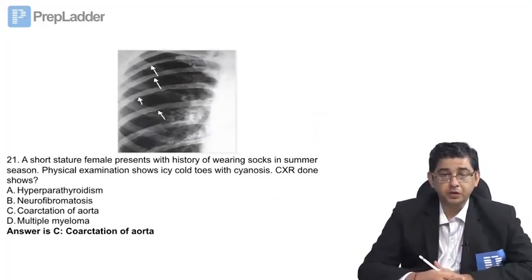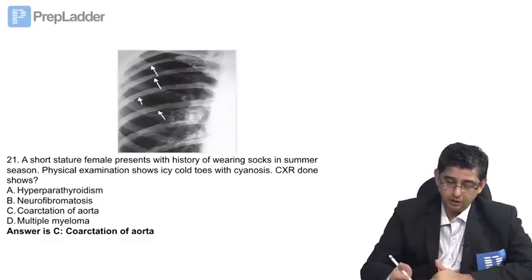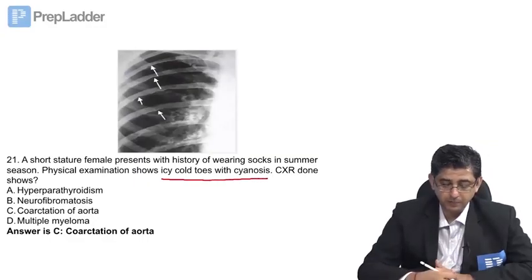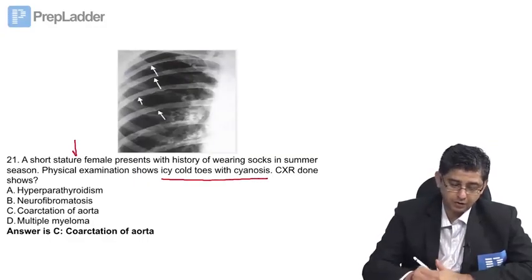Coming to the next question, a short stature female presents with a history of wearing socks in the summer season, and physical examination of her shows icy cold toes with cyanosis. When I say that she is having icy cold toes with cyanosis, I mean that she is having peripheral cyanosis, and then she is also of short stature.